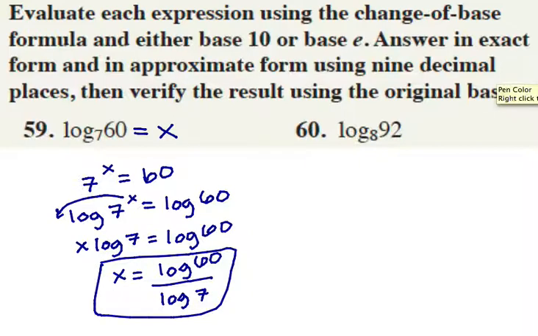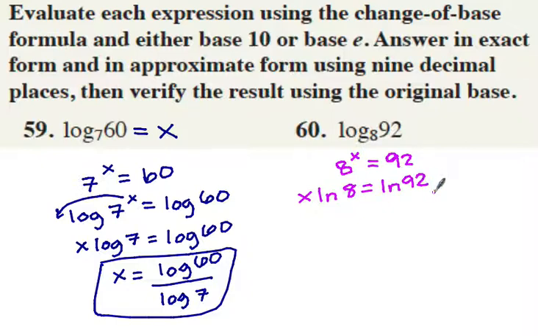Now, you can also do it with log base e. You're going to get the exact same result. So if we had something like this, right now this is 8 to the x equals 92. And then we take the natural log of both sides. So this becomes x natural log of 8 equals natural log of 92. And then we divide by natural log of 8. So either way, you're going to get to a base change to something you can actually type into your calculator.